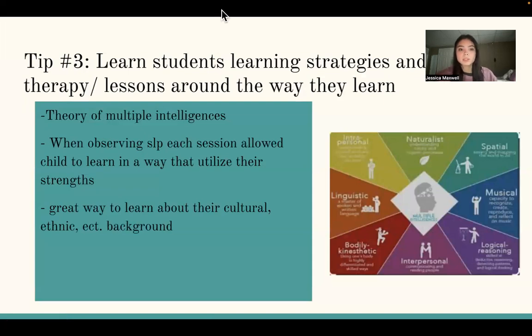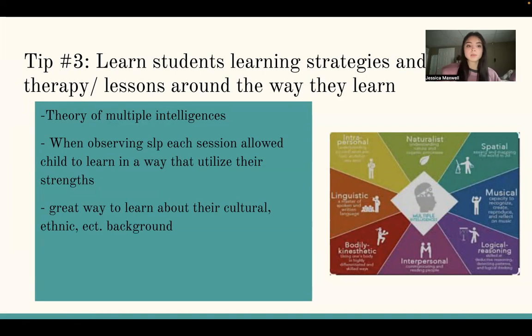Tip number 3 was learn the individual students' learning strategies and implement this into therapy/lessons around the way they learn. I included therapy because I am going into the field of speech pathology. So for me, it would be a therapy session. For someone in a classroom, it would be lesson plans.